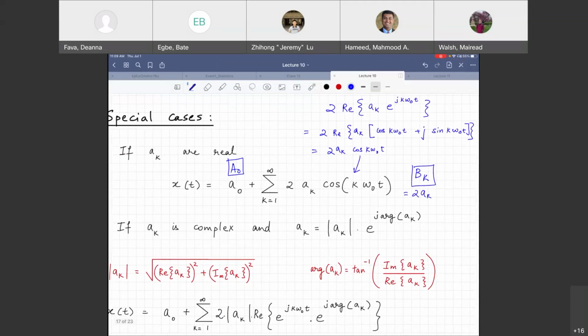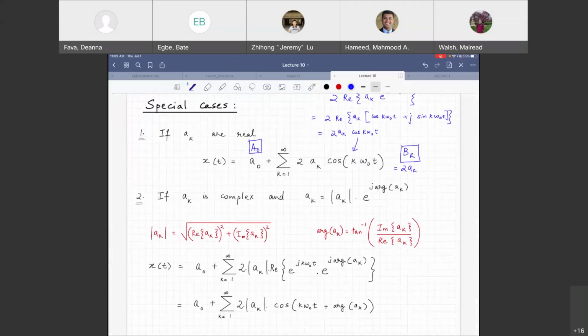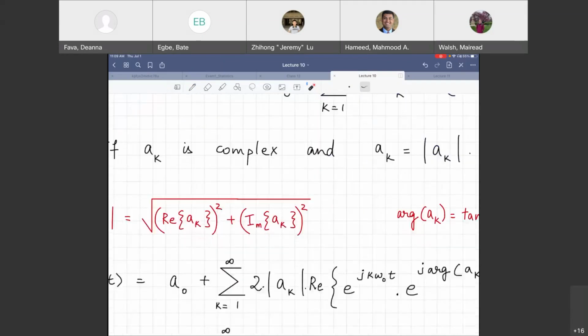Next, if ak is complex, then you can represent it in a couple of ways. Let's see. If ak is complex, then ak can be represented in polar form as magnitude of ak multiplied by e to the j phase or argument of ak. Magnitude of ak can be evaluated as the magnitude of any complex number: square root of real of ak squared plus imaginary of ak squared.